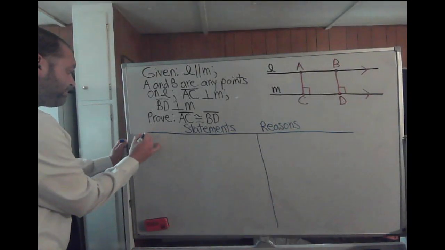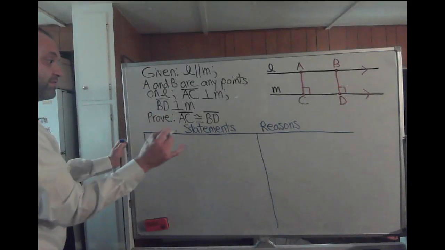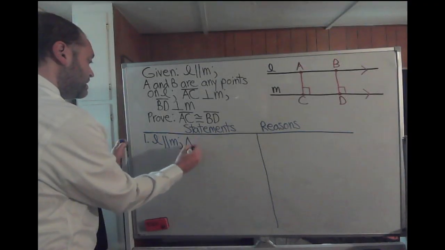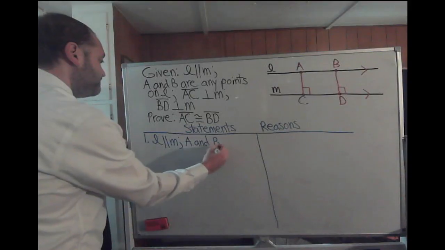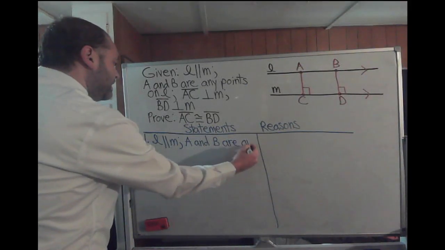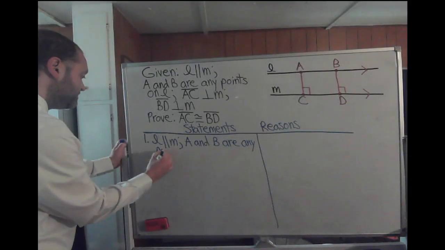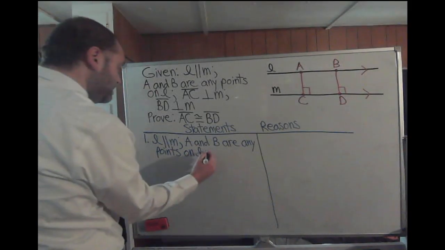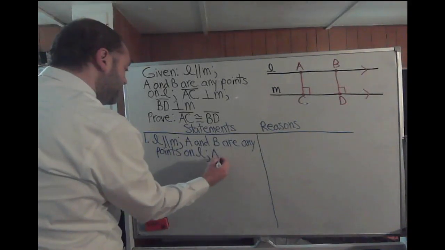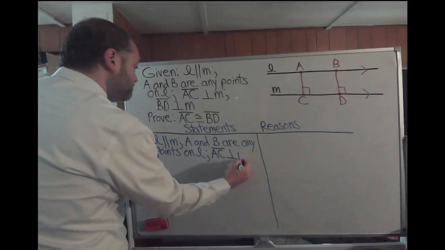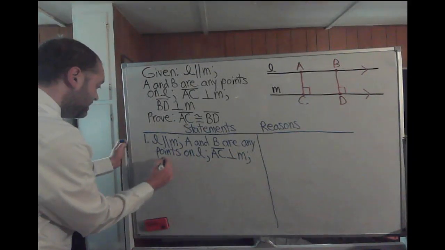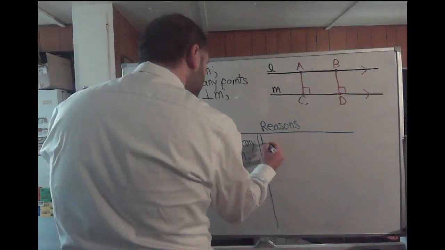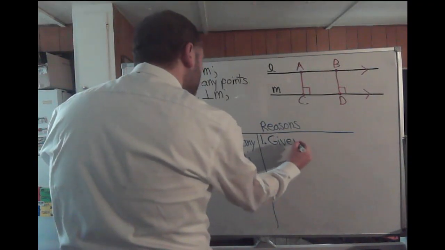All right, so I think in this case, we're going to list all the given information in statement 1, that L is parallel to M, A and B are any points on L, AC is perpendicular to line M, and then BD is also perpendicular to line M. So of course the reason for statement 1 is that was given information. So that's been given to us.